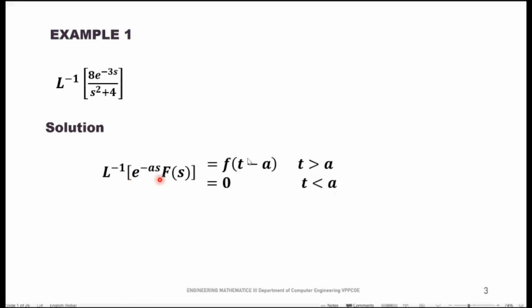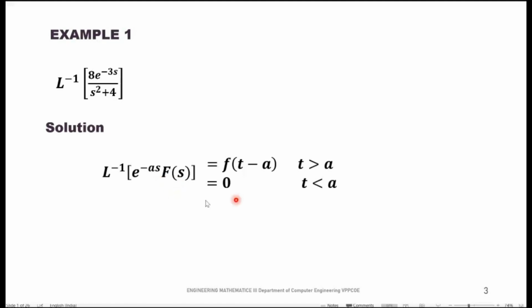This is the L inverse formula using the second shifting theorem. So if I compare this with this, what is the value of a? A is equal to 3. And what is f of s? F of s will be the function other than e raised to minus 3s. In the e raised to function, the coefficient of s becomes a, and all the functions other than the e raised to function together become f of s.